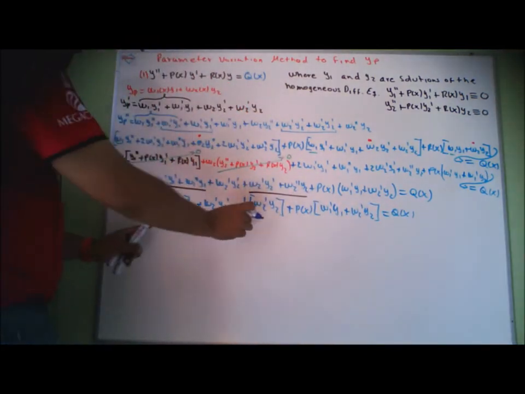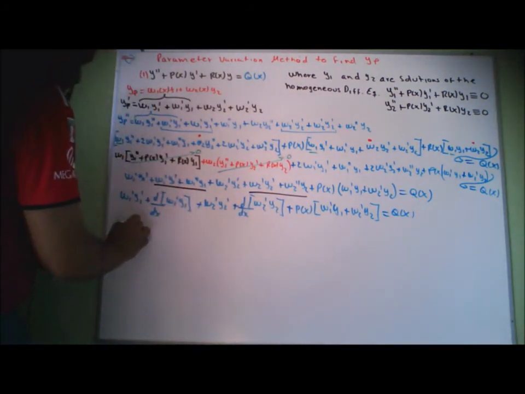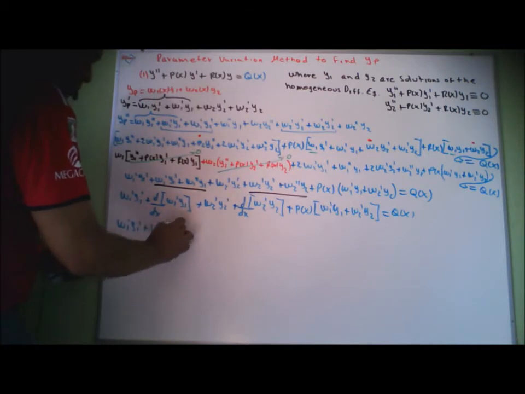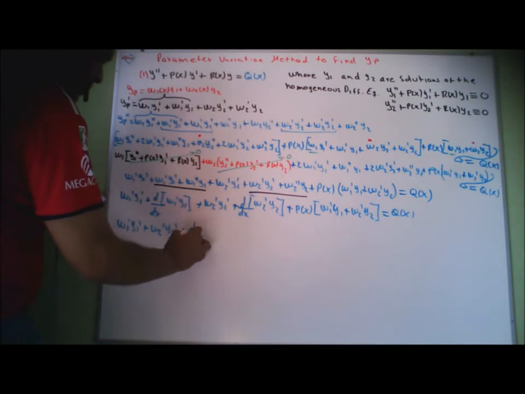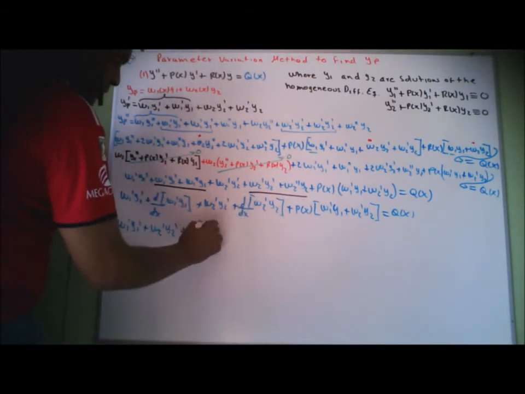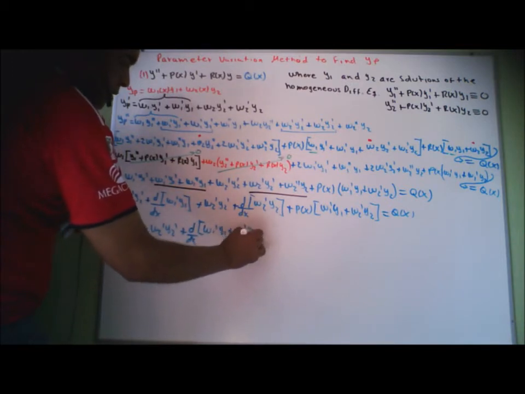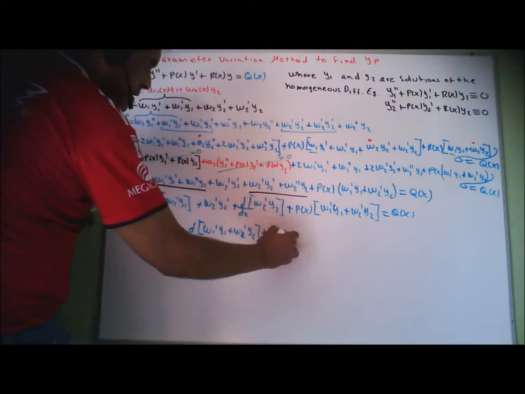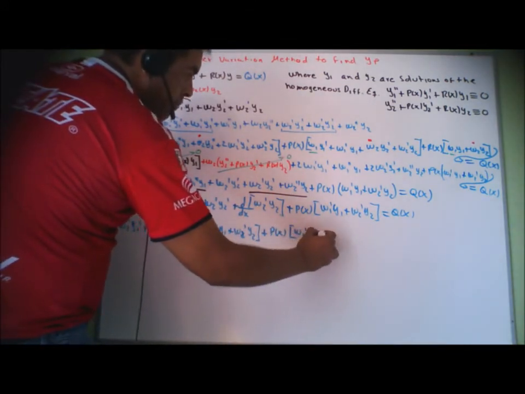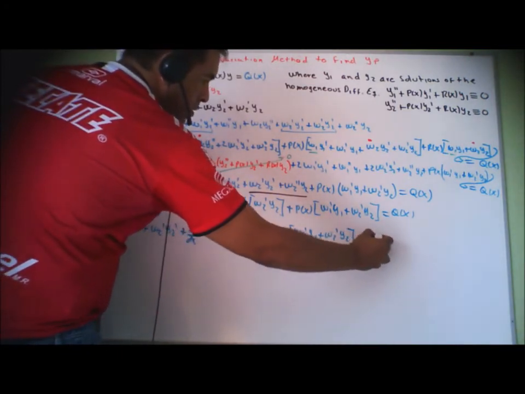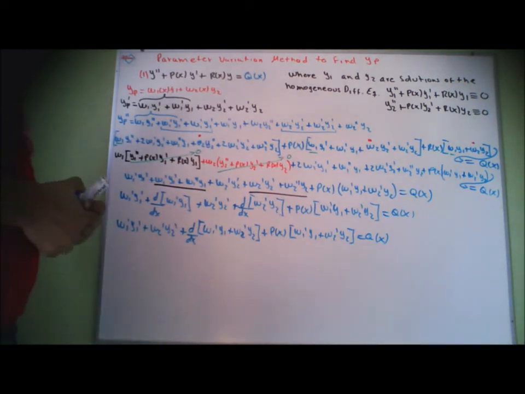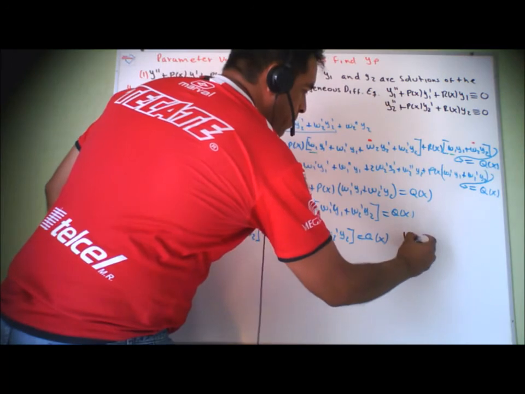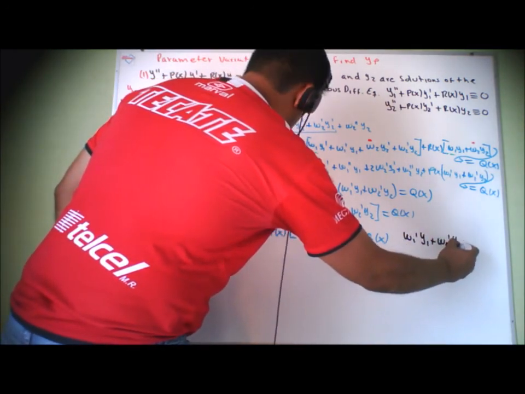Now, let's factorize the derivative with respect to x. So w1 prime y1 prime plus w2 prime y2 prime. I'm going to write first this and this, and then plus derivative with respect to x of this and this. So it's going to be w1 prime y1 plus w2 prime y2 plus p of x w1 prime y1 plus w2 prime y2 equal to q of x. Okay, now pay attention to this. This number and this number, they happen to be the same. Can you see it? They are the same. Now let's do the following assumption. Let's assume that w1 prime y1 plus w2 prime y2 is equal to 0.